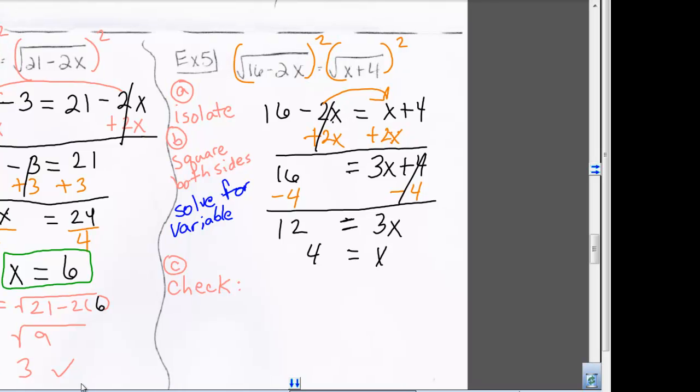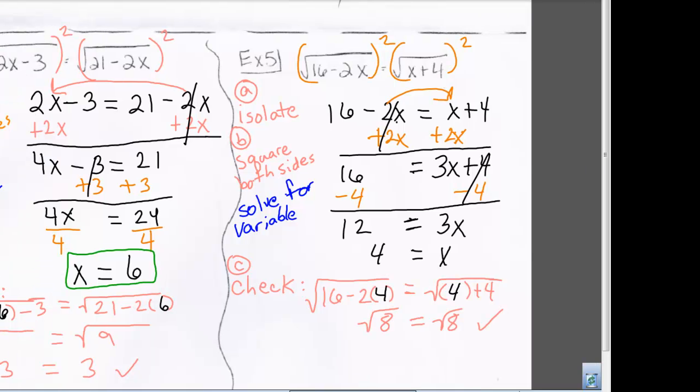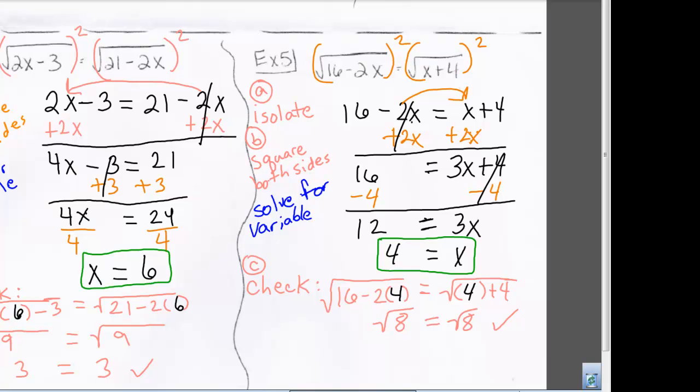Check your answer for extraneous solutions. Plug in 4 in both radicals, and we get square root of 8 equals square root of 8. That is a true statement. So x is equal to 4.